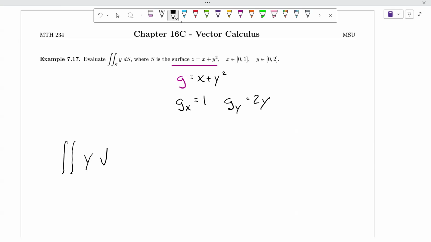But if there were a z, it would be gone at this step because I need to make sure that I only have two parameters when I actually get to my double integral. And this thing should be g partial x squared, so 1 squared, plus g partial y squared, which is going to be 4y squared plus 1. Let's do dx dy, x from 0 to 1, y from 0 to 2.